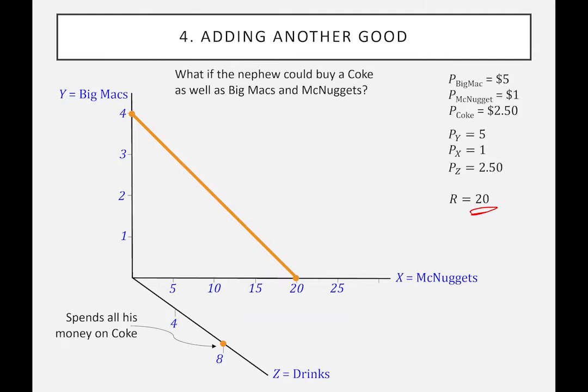So now the budget constraint, in effect, is going to turn into a 3-dimensional plane. I can illustrate it this way. I could have a situation where he only buys Big Macs, he only buys McNuggets, 20, price is $1 each, or he buys 8 drinks. But in actual fact, he could choose a combination of all 3 of them, which, as I say, the budget constraint in this case would be a 3-dimensional plane.